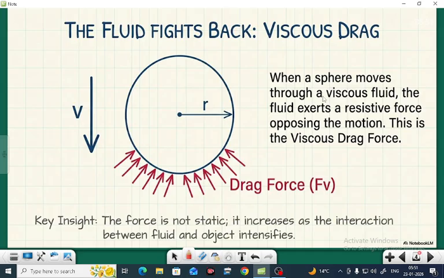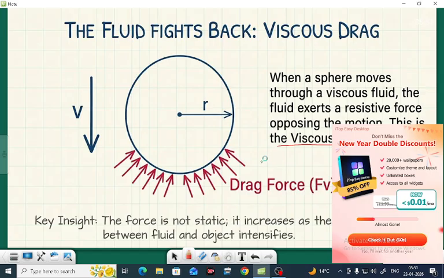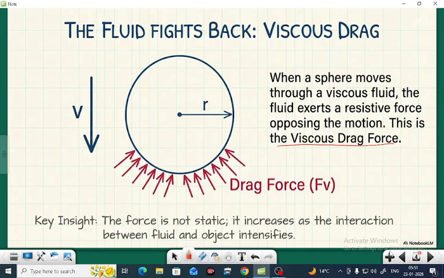When a sphere moves through a viscous fluid, the fluid exerts a resistive force opposing the motion, and this is the viscous drag force. You can see here that this is the viscous drag force. The force is not static, it increases as the interaction between the fluid and the object intensifies.